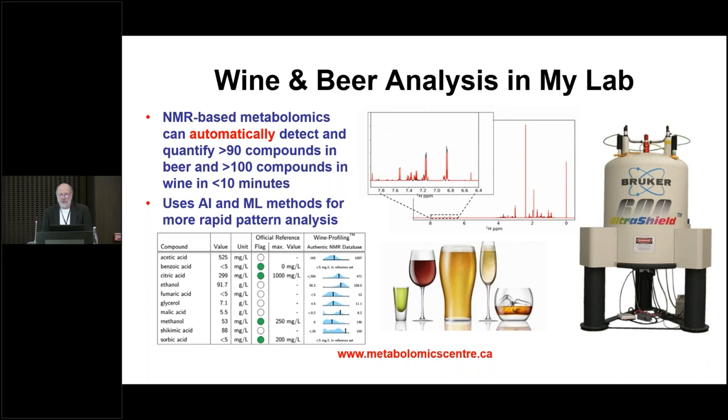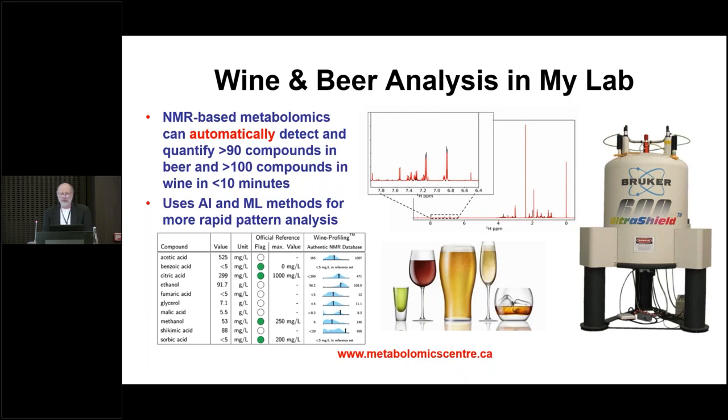We've also moved into the analysis of other foods, particularly beverages, both milk, wine, and beer. In this case, we're using NMR. We're also using GC and LC-MS, but we've tried to automate the NMR approach. And many of the compounds that are of interest in wine and beer aren't so easily detected by mass spec, so NMR has been very useful.